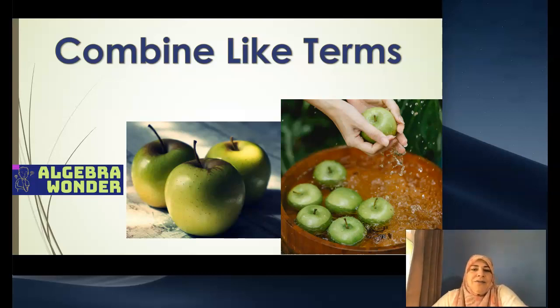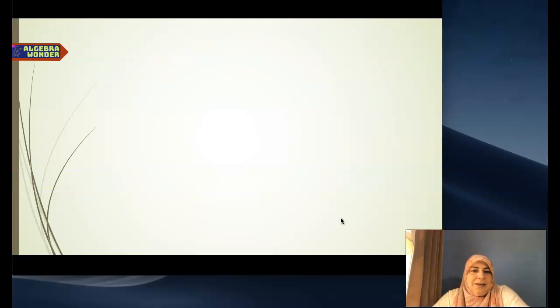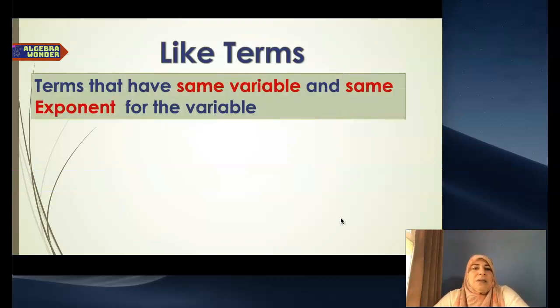In real life, this is a green apple and this is green apples. We can just combine them. We have 3 and then we have 7, so we have 10 green apples. We define the green apple to be a like term. But what about mathematics? Let us see what like terms are in math.